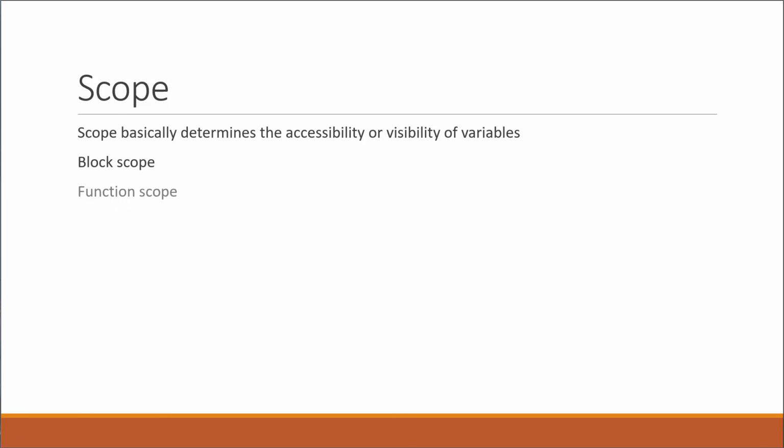Alright, for the final topic in this crash course, we're going to learn about scope in JavaScript. Scope basically determines the accessibility or visibility of variables. JavaScript has three types of scope: block scope, function scope, and global scope. Let's understand each of them with an example, starting with block scope.